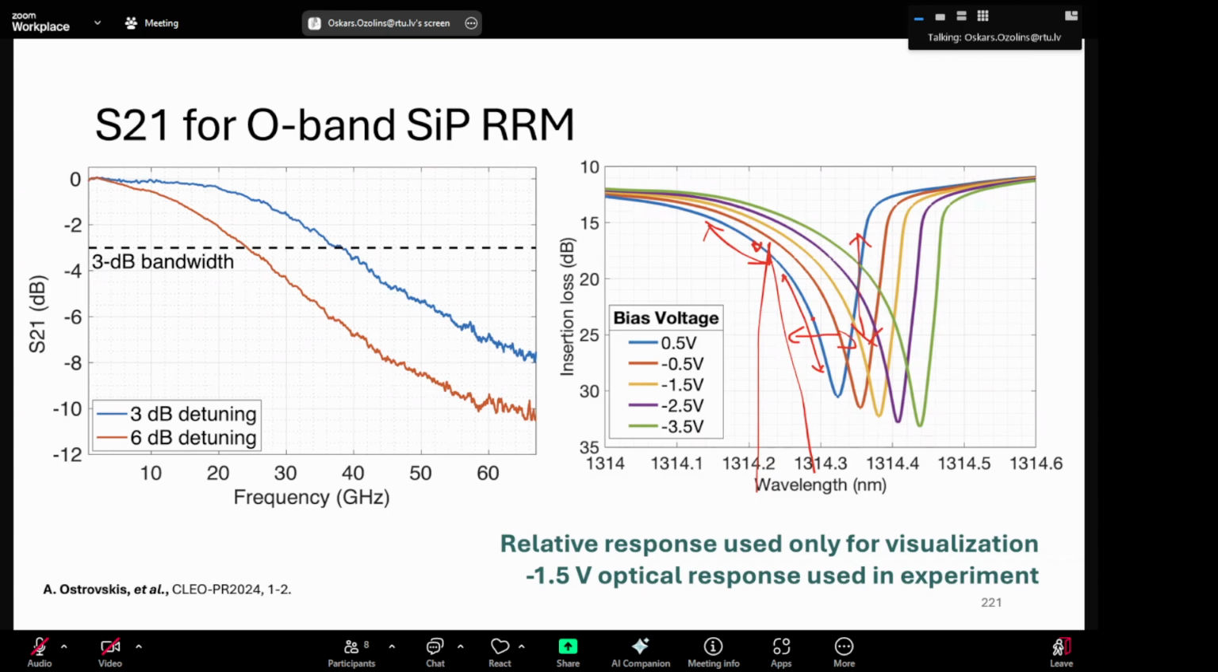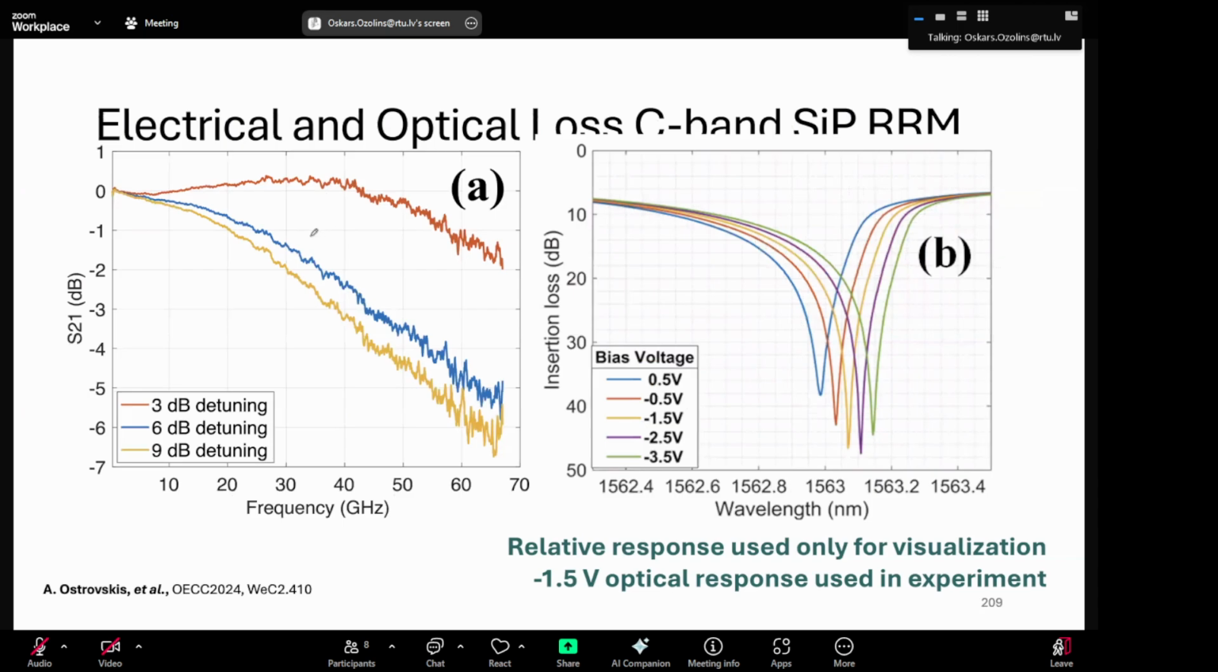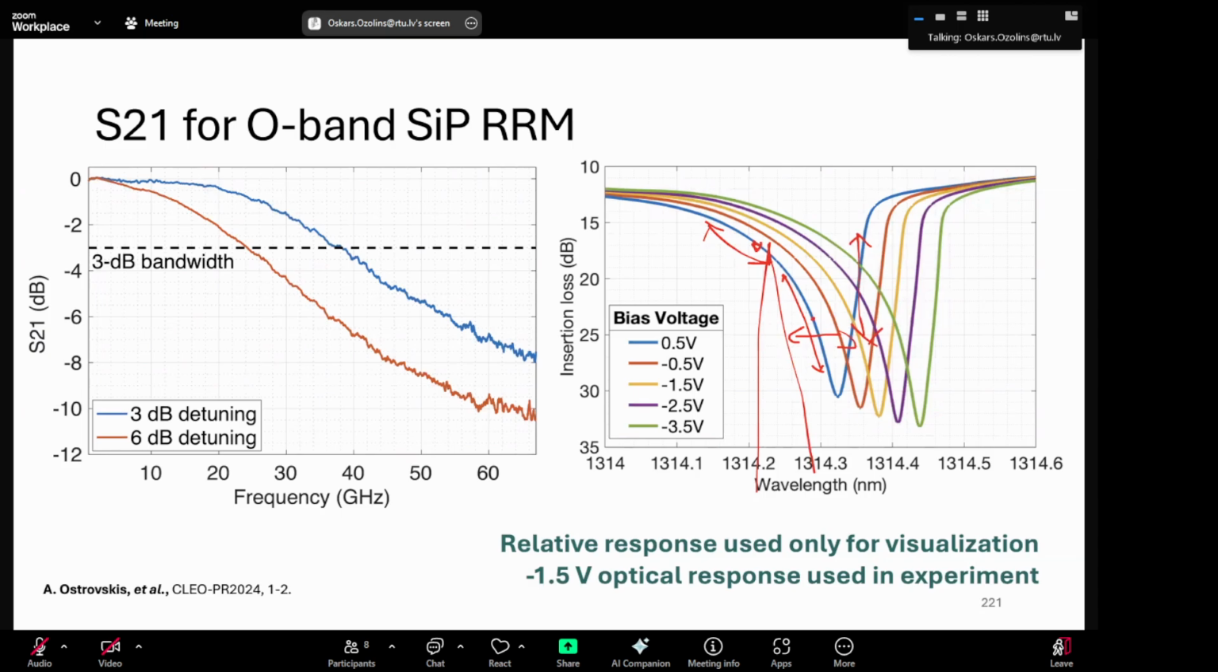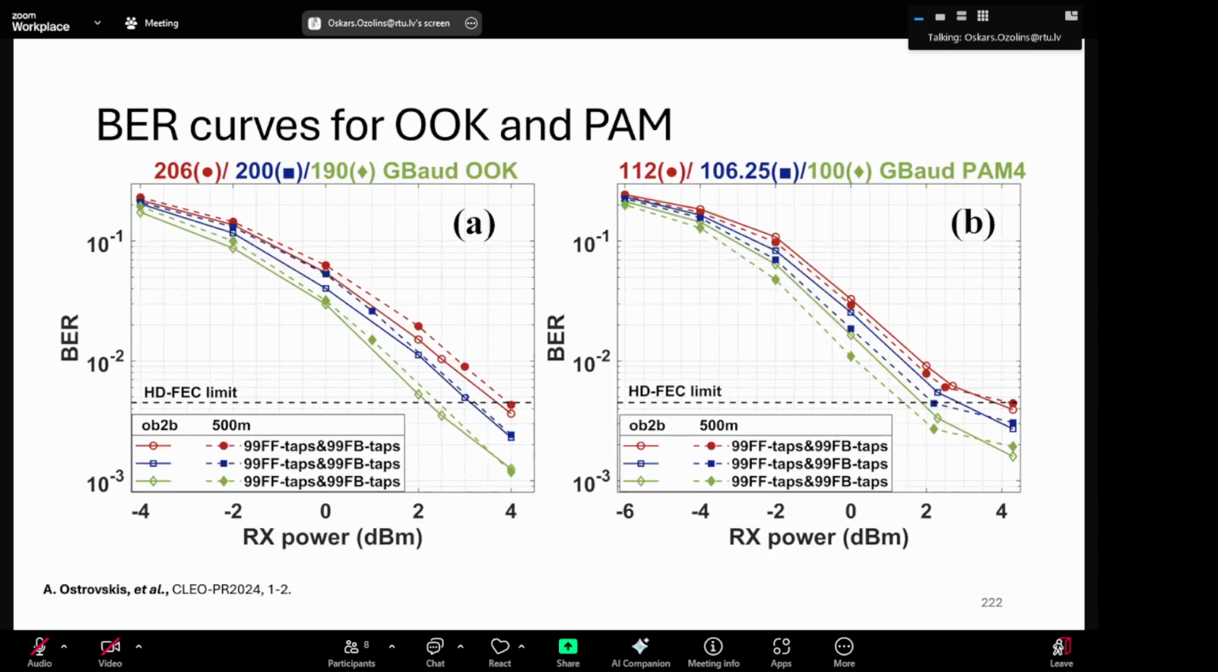So for C band devices, this bandwidth was around, yeah, here is the C band, where the 3 dB point was close to, well, beyond 67 gigahertz. Okay, just for comparison, then we will move on. There are also some results, some typical curves like bit error rate versus received optical power at different speeds.